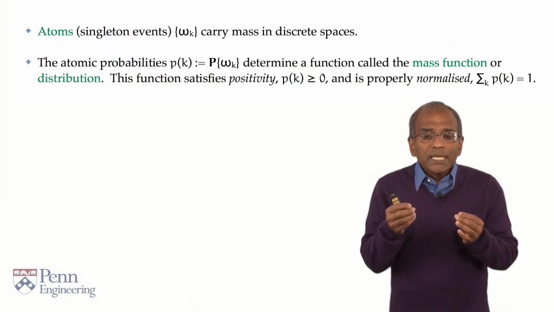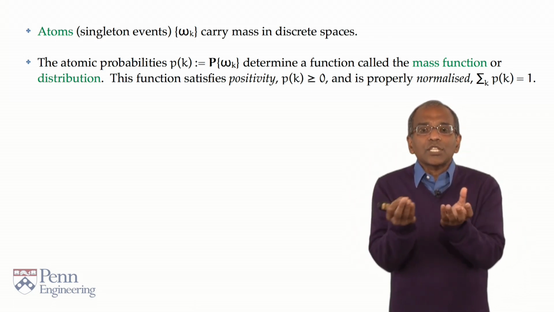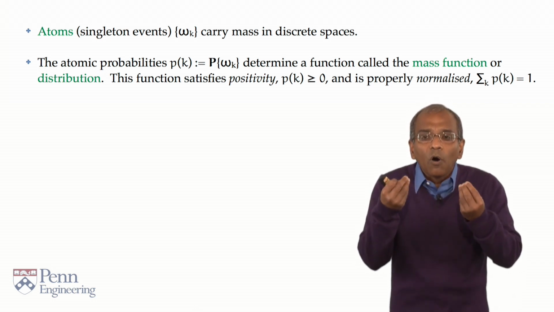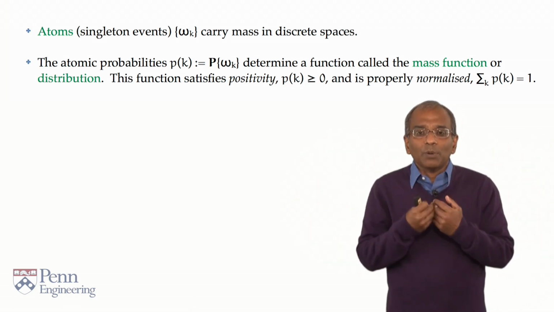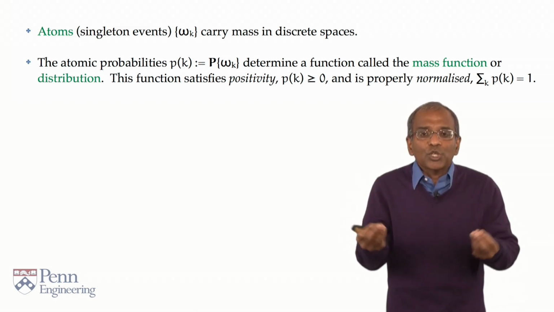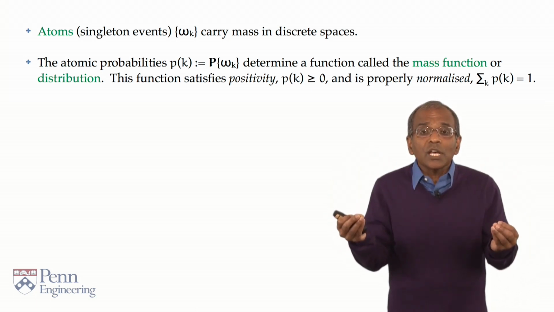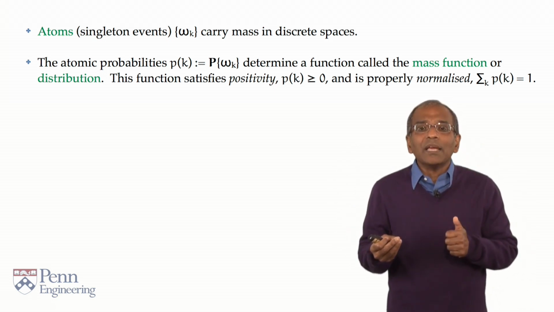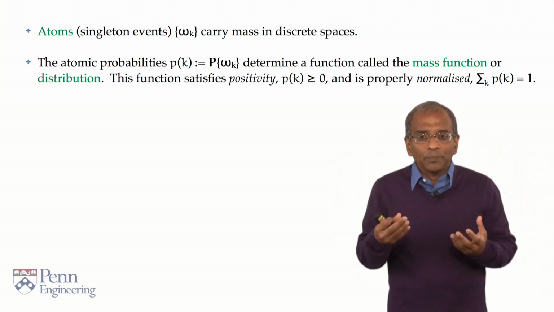These atomic probabilities, let us say that we identify a particular outcome omega k. The atom consisting of omega k is allocated a probability that we call lowercase p of k. As k varies, as we run through all possible sample points, we determine a function of the integers. This function is called a mass function or a distribution. And it will suffice for us to check to say that the mass function is A, positive, and B, properly normalized. These are the sanity checks we'll always run through.